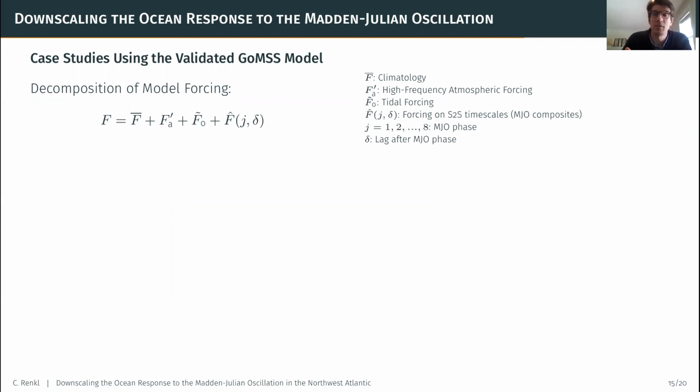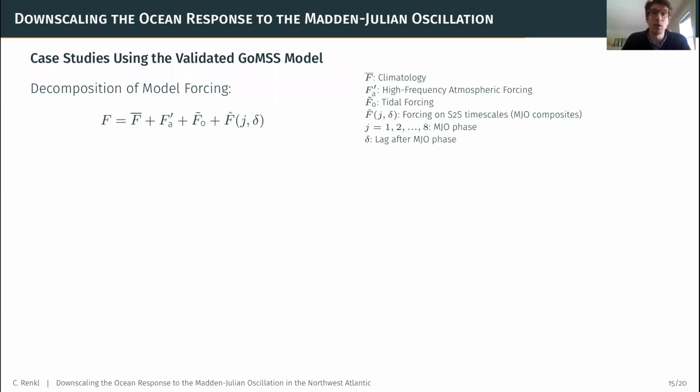frequency atmospheric forcing, so that's related to wind events and storms that pass through the model domain. Then we have tidal forcing, and then this F hat is the forcing on S2S timescales, which I designed in a way that they represent the MJO composites. So I used both the forcing at the lateral boundaries and created the same composites as I did for the SST observations, and also for the surface forcing, and prescribed them to the model.